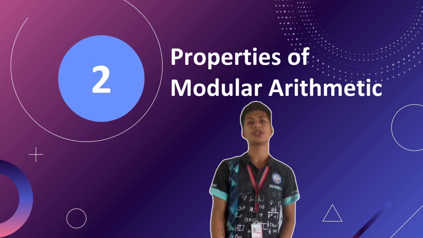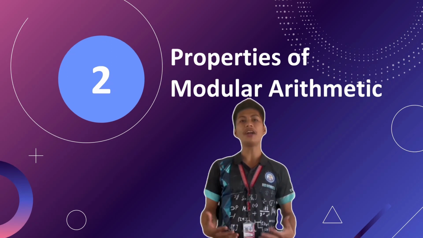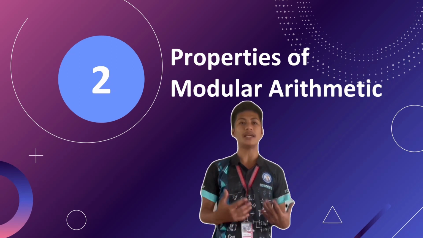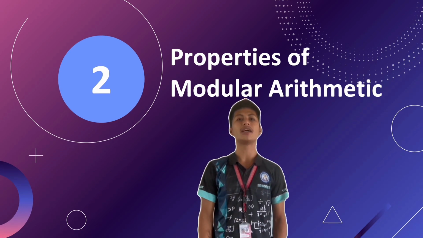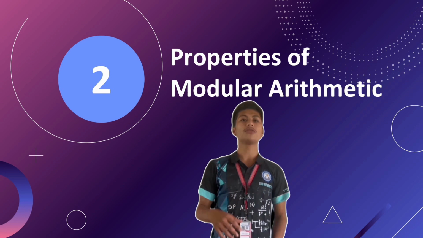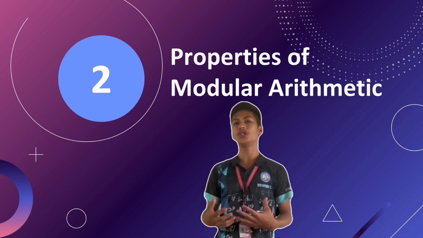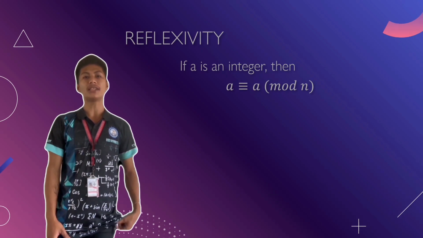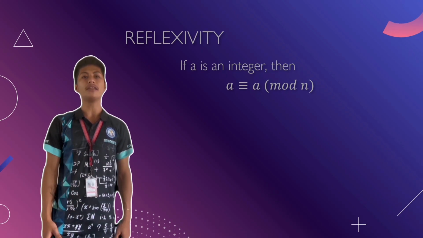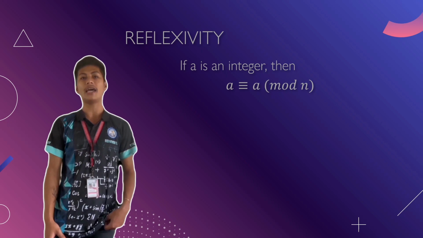Properties of modular arithmetic. If Miss Valio showed you an easy way to verify if the congruence between A and B modulo n is true, I will show you some helpful properties of modular arithmetic. There are 5 properties of modular arithmetic. First is reflexivity. Reflexivity: if A is an integer, then A is congruent to A mod n.